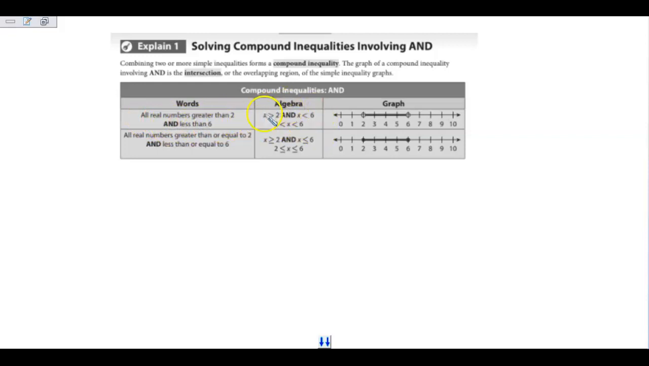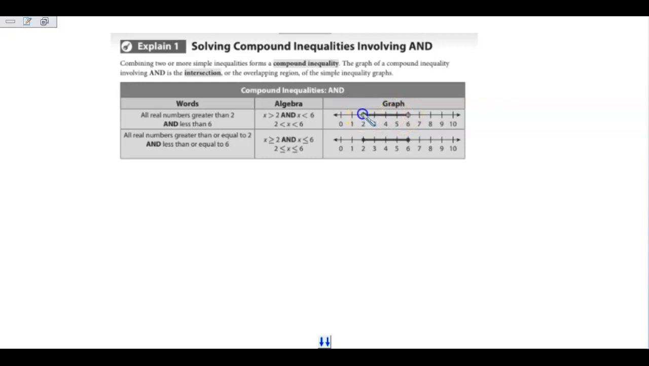Some of the words, like "all real numbers greater than 2 and less than 6," can be written like this: x is greater than 2 and it's also less than 6. We can also write it as 2 is less than x, but x is also less than 6. And when you graph it, it is only the section between 2 and 6.